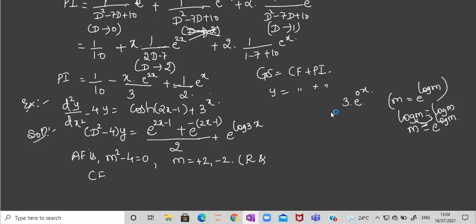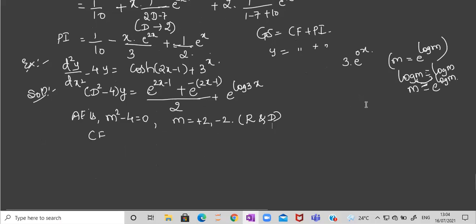Distinct. Sorry, ma'am, minus 2. That sorry is very dangerous in exam. Please tell me how to write that. For plus 2, c1 e raised to 2x. For minus 2, e raised to minus 2x. How many terms are there here on RHS? 3. So in the first two terms, you can take half common.